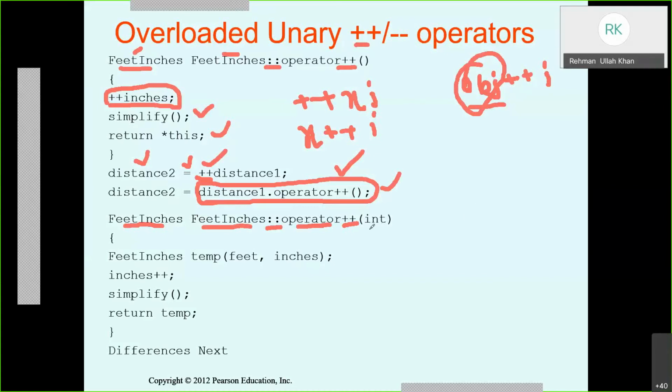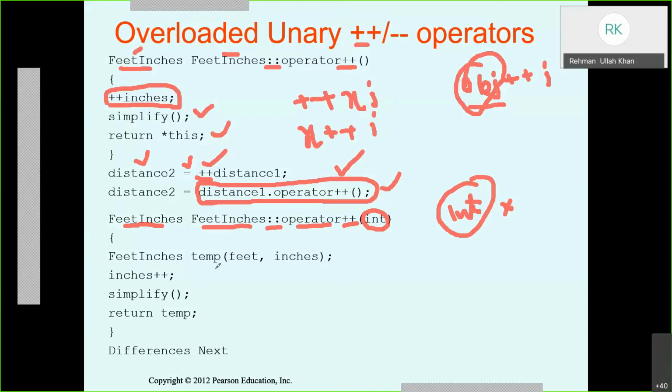To tell the compiler that this is the post version, we are sending a dummy int parameter. It is called a dummy object; it is actually not a variable. If it was a variable, we would write int and some variable name like x, but we are not doing that. It is just to tell the compiler that this time the plus plus is a post increment. Then the process is the same.